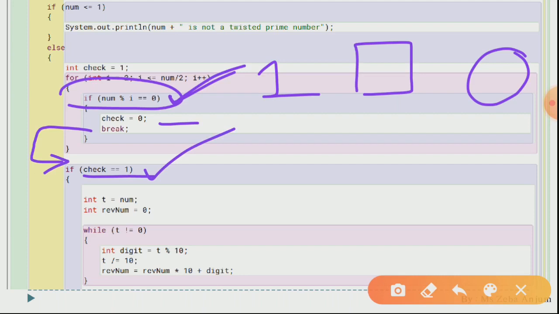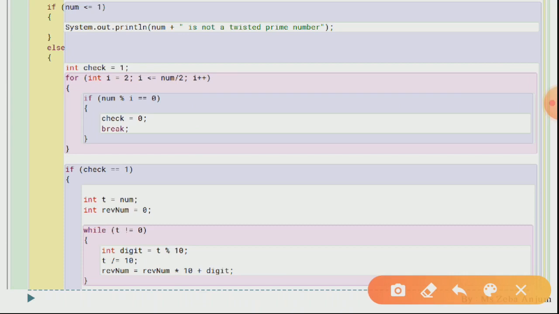How to find out the reverse of a number? See over here the code. We are going to break every digit, and over here the number is to be calculated. Now see how we are going to calculate the reverse of a number. Let us see, we have an example of 167.